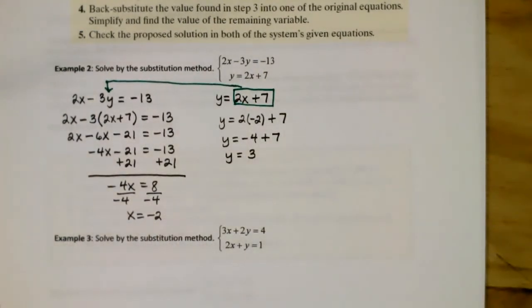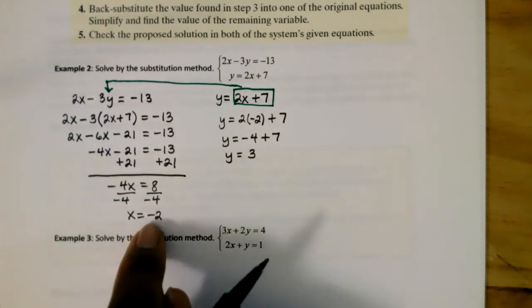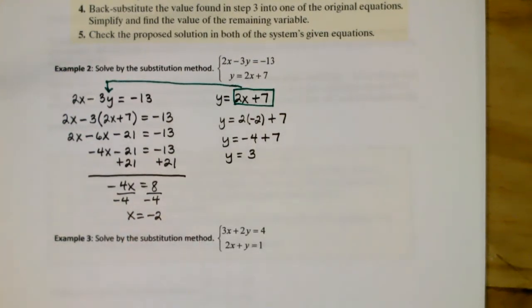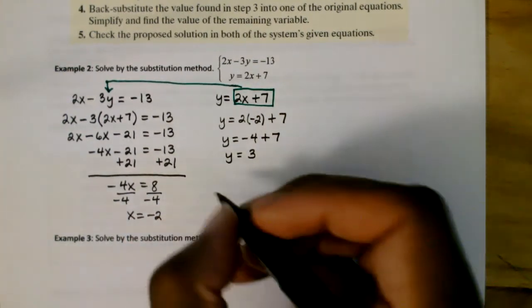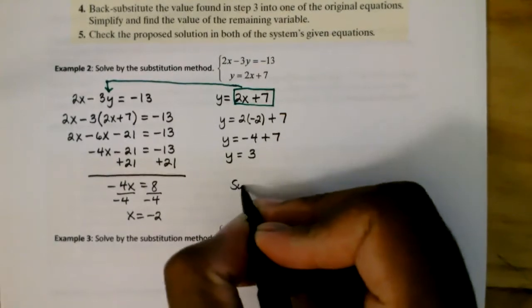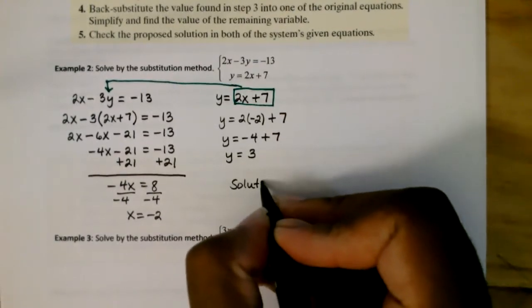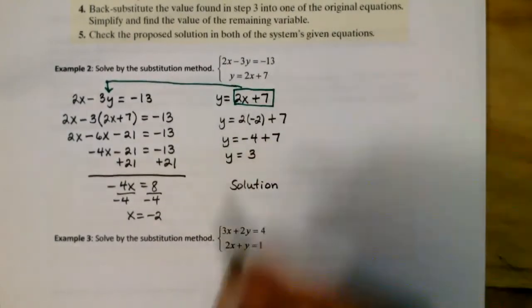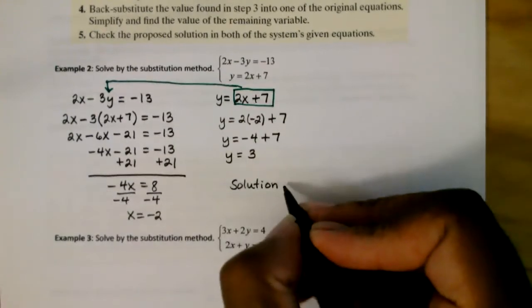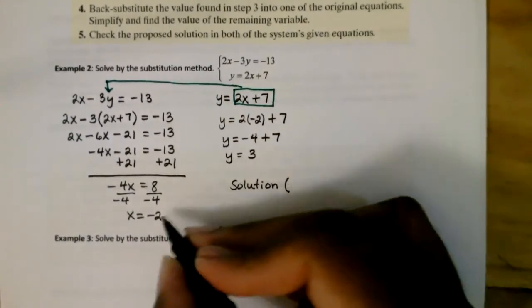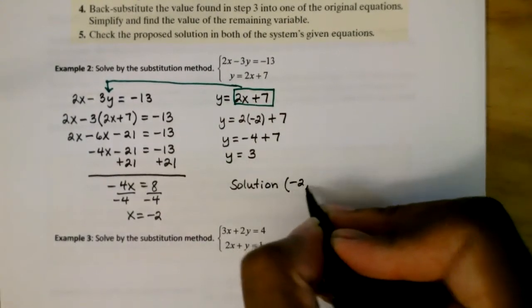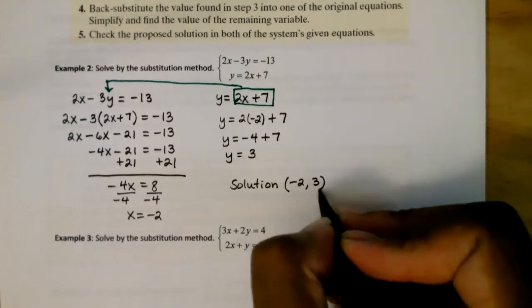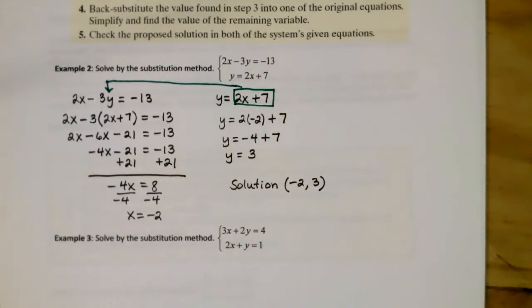It'll be 3. So now I have x equal negative 2 and y equal positive 3. So those two values represent the ordered pair that satisfies the system. So the solution written in the form of an ordered pair would be x comes first as negative 2, and then y comes next. That would be 3. So negative 2, 3 is the solution to that system.